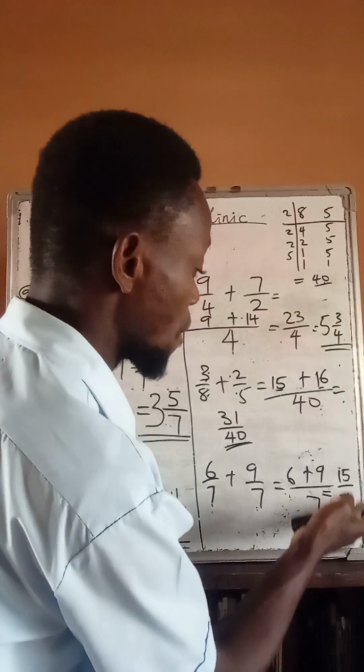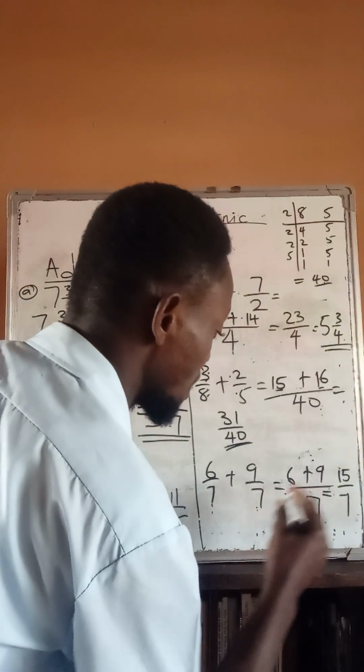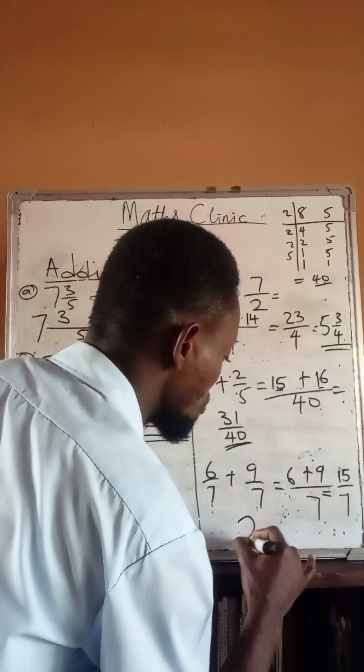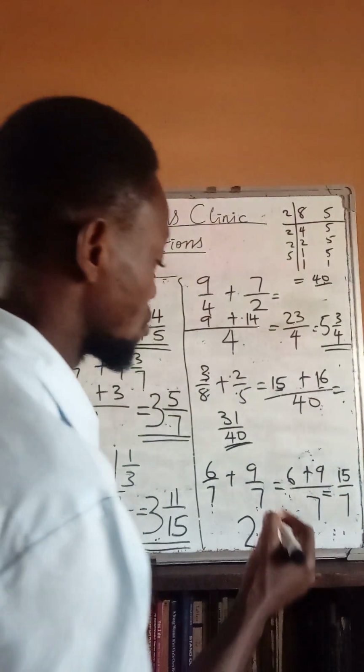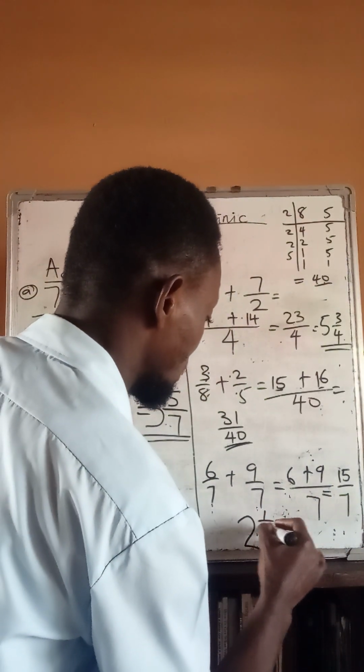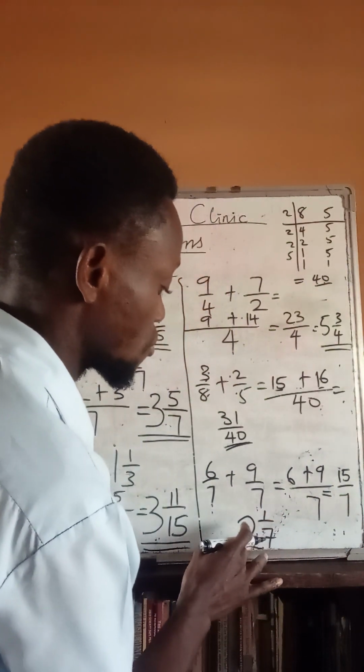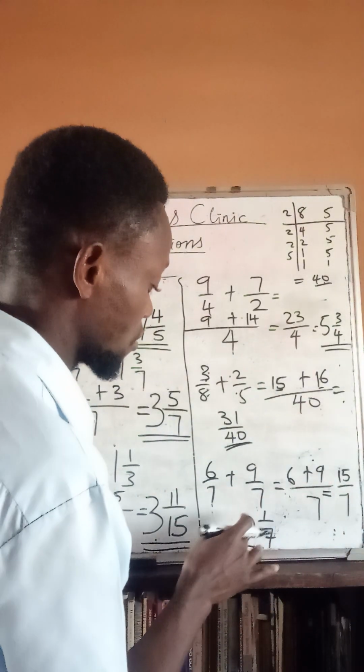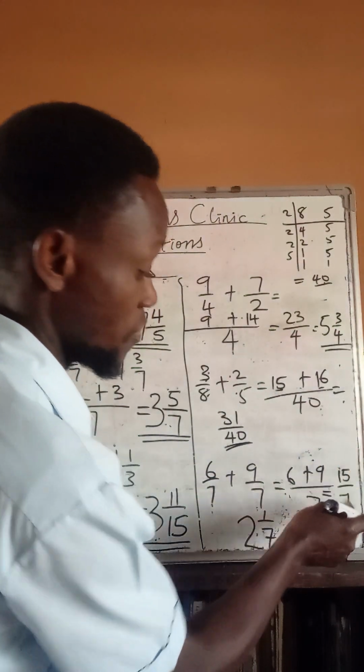So how many 7 can we get in 15? It's actually 2. When you count 15 and divide by 7, you get 2 whole numbers, and the remainder will be 1 all over 7, which means 7 times 2 is 14, 14 plus 1 is 15 over 7.